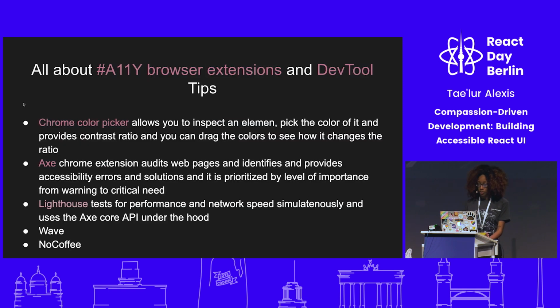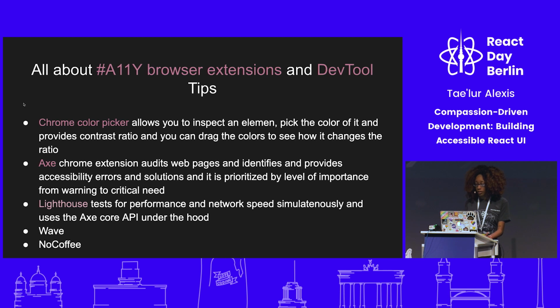All right. So here are some tips on using DevTools for accessibility testing. The Chrome Color Picker, which is in the Chrome DevTools, allows you to inspect an element, pick the color of it, and provides the contrast ratio, and you can drag the color to see how it changes the ratio. One thing to note is that the ratio is always compared to 1. And then the Axe Chrome extension, like I previously mentioned, audits web pages and identifies and provides accessibility errors and solutions, and it is prioritized by level of importance from warning to critical need, which is pretty cool.